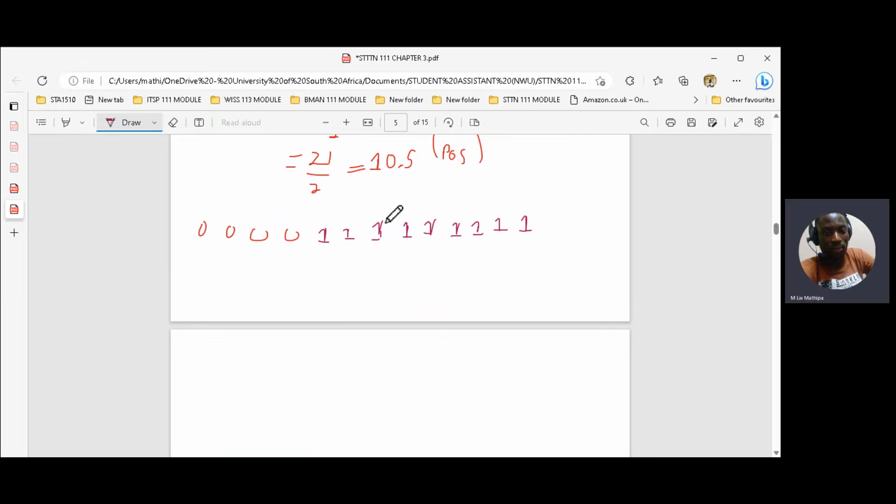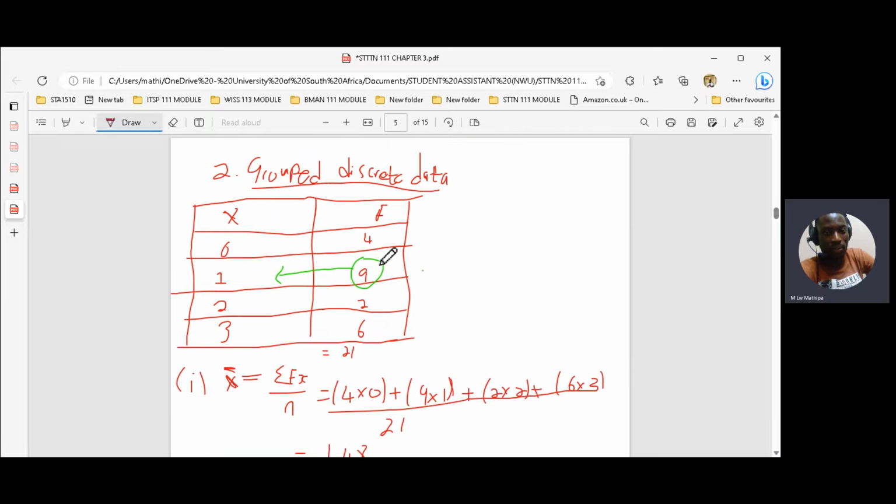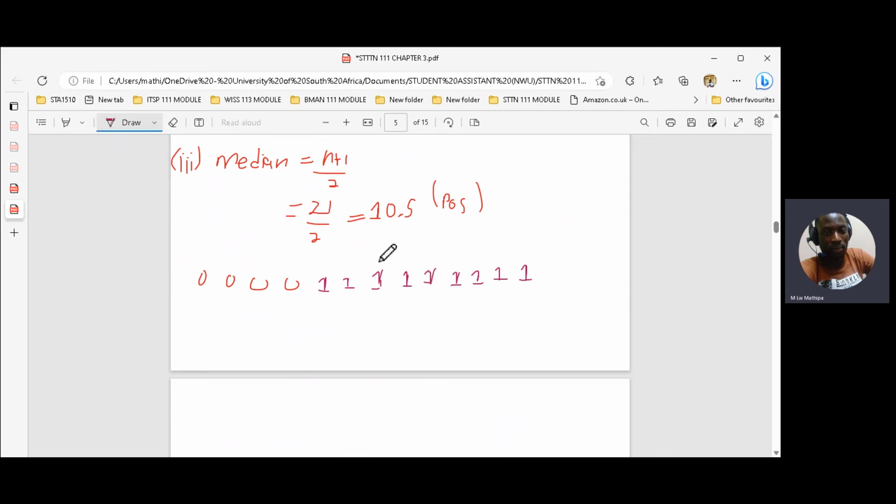There's no need for you to write all those values, like for example 2, 2. We just have to count, because here we got 10.5. It means that the position of the median is on position 10 and position 11. We count 1, 2, 3, 4, 5, 6, 7, 8, 9, 10, 11, which is this one here.